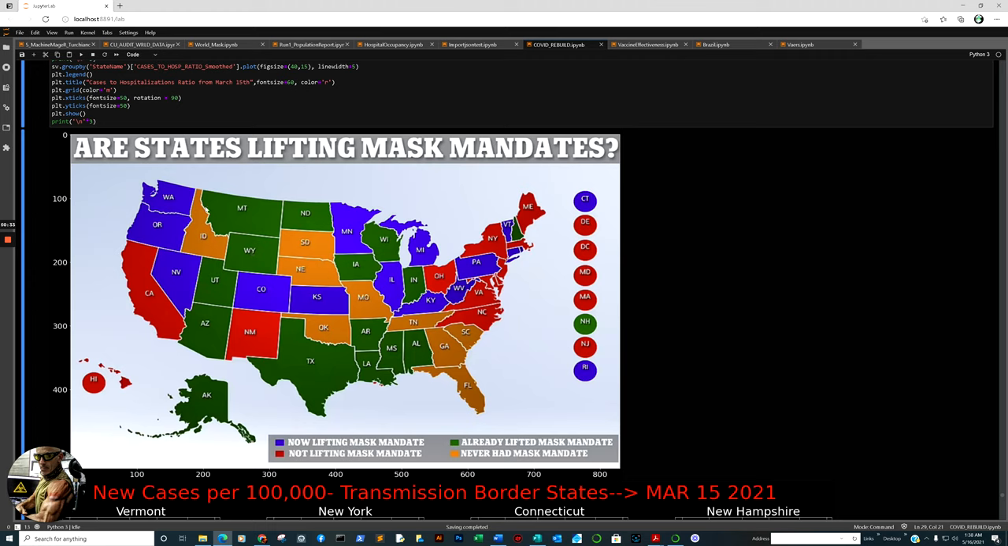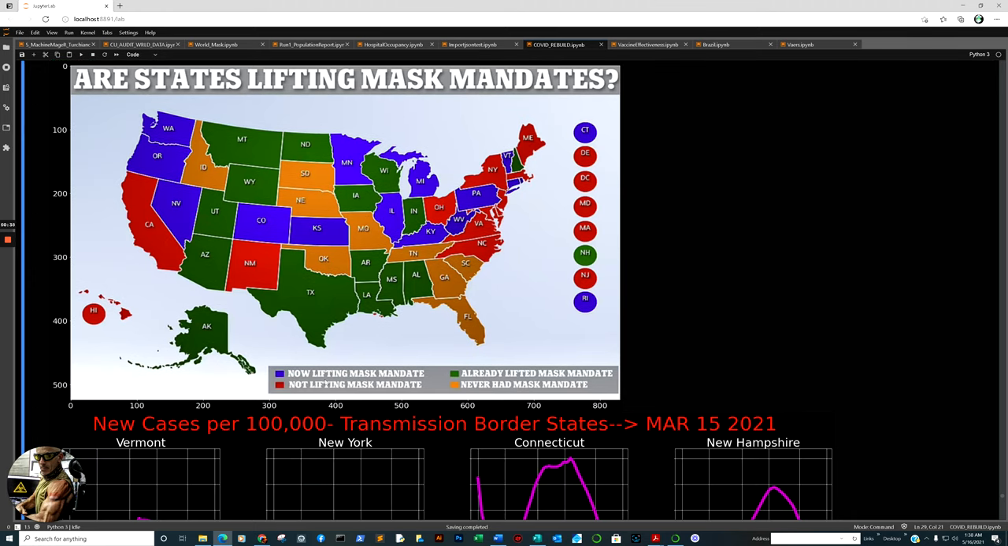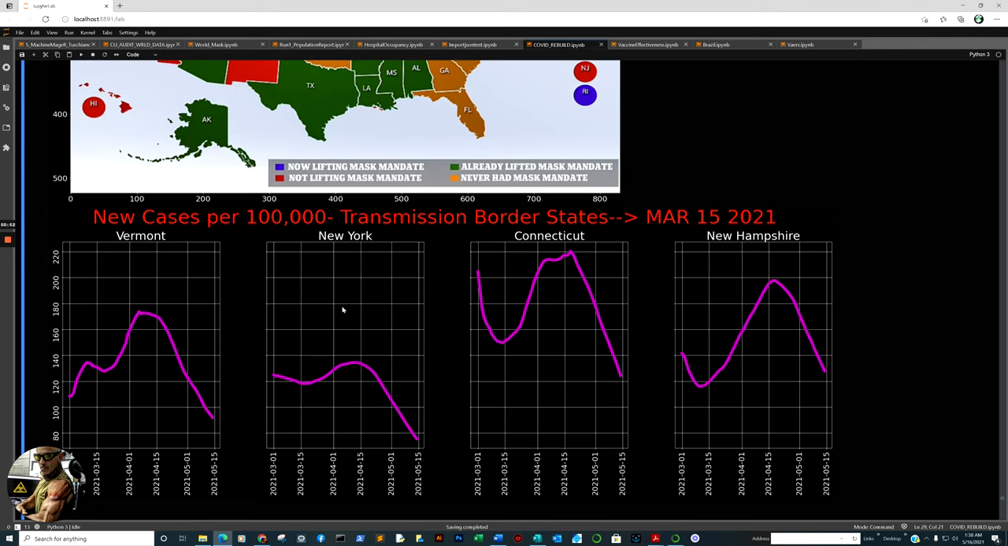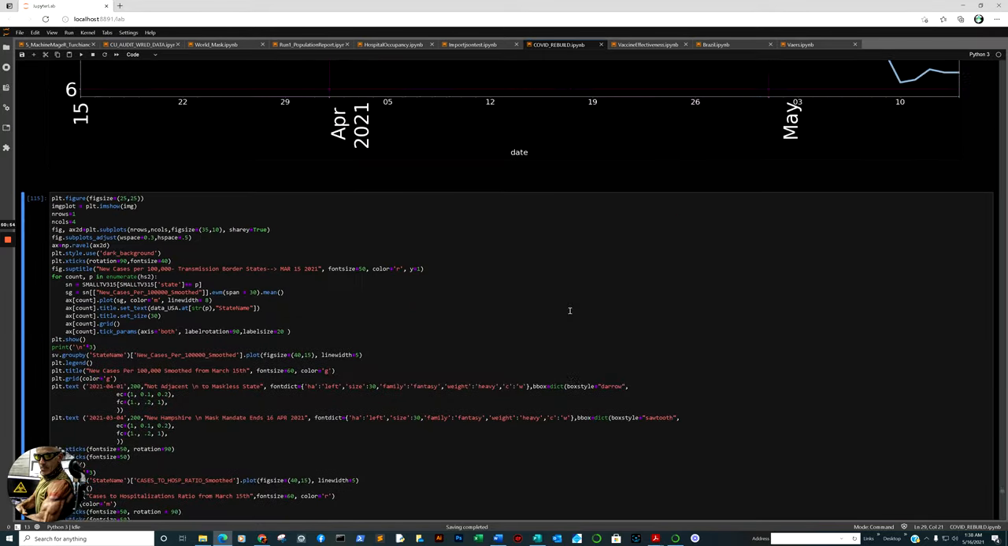Yep. This, I lifted this map. This is recent, just from last week. These are all the blues lifting the mask mandate. These are reds and not lifting. The orange basically never had a mask mandate. Us in California, we think the whole world has mask mandates. And green already lifted the mask mandates. All right, Vermont, which is one of our border states. Let's go to the more interesting ones.